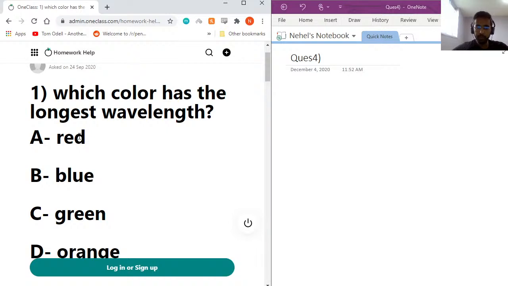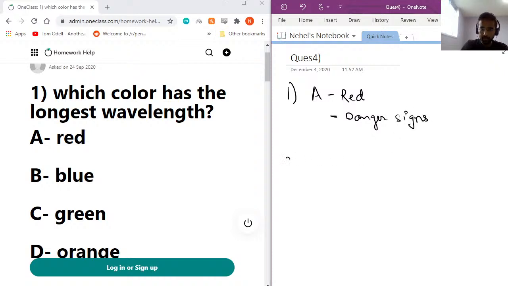One quick way of remembering it is that any color which has the longest wavelength is more visible from farther away. That's why a lot of the stop signs and danger signs are painted in the color red, just to make them more visible. So the answer to part 1 of question 4 is A, red. And the way to remember this is danger signs.